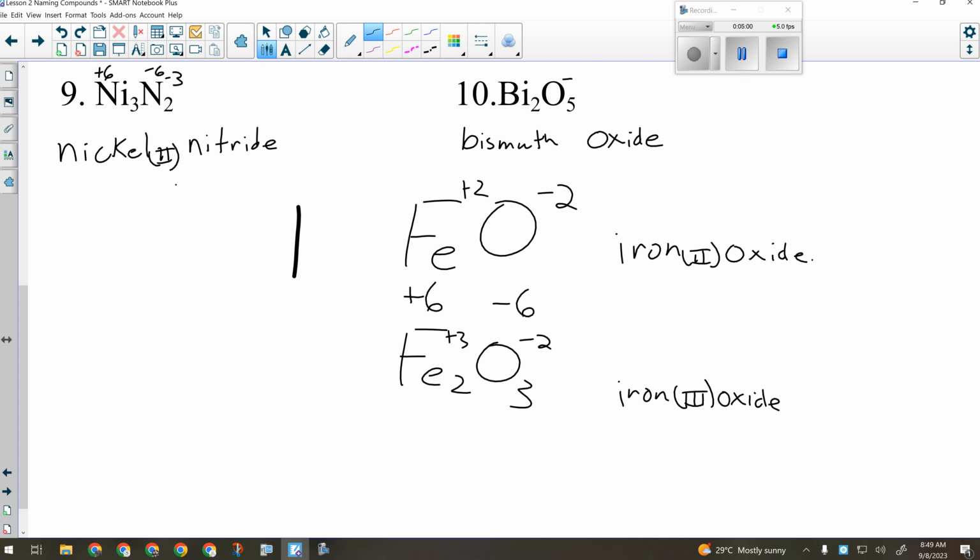Every oxygen is -2, and I have 5 oxygens. So how many negative charges do I have? 10. So I've got -10 here, and I've got to get +10 out of these 2 bismuth. So what's the charge on bismuth? 5. So this would be bismuth V oxide.